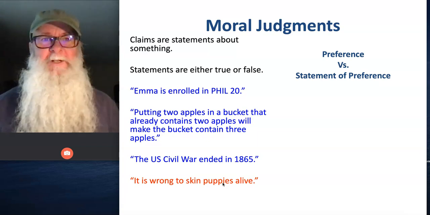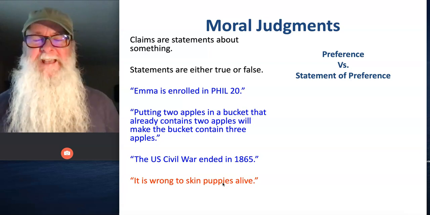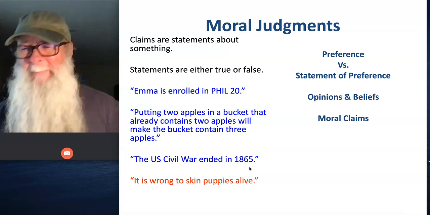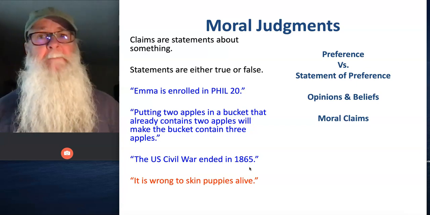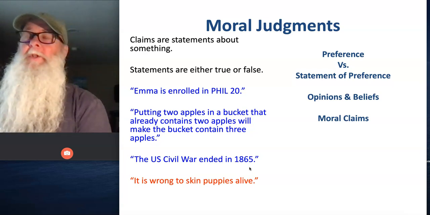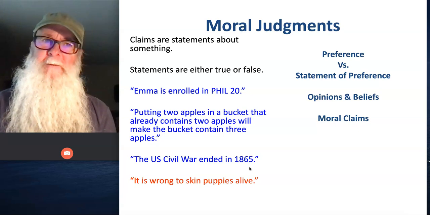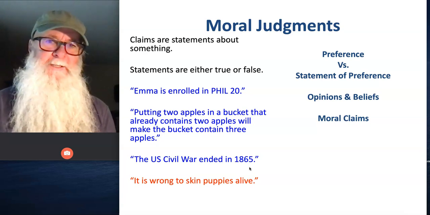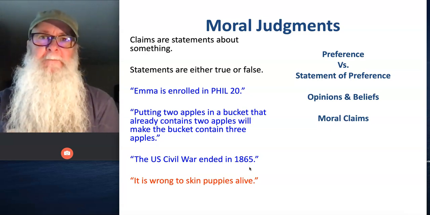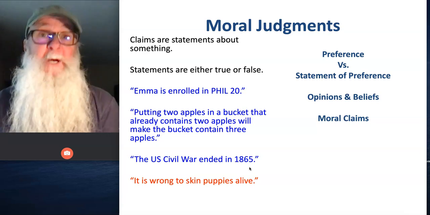Okay, so maybe we look at this statement and we say, okay, I get that. I see that it's either true or false if it's a statement of preference, but it doesn't really seem like a mere preference. This seems to be more about belief or attitude or an opinion. It's a moral claim about what the right kind of treatment for puppies is. And so then the question is this. Well, if this is a statement of an opinion or a belief, and all statements are either true or false, then that means that this statement of opinion or belief is either true or false. And it can't be both.